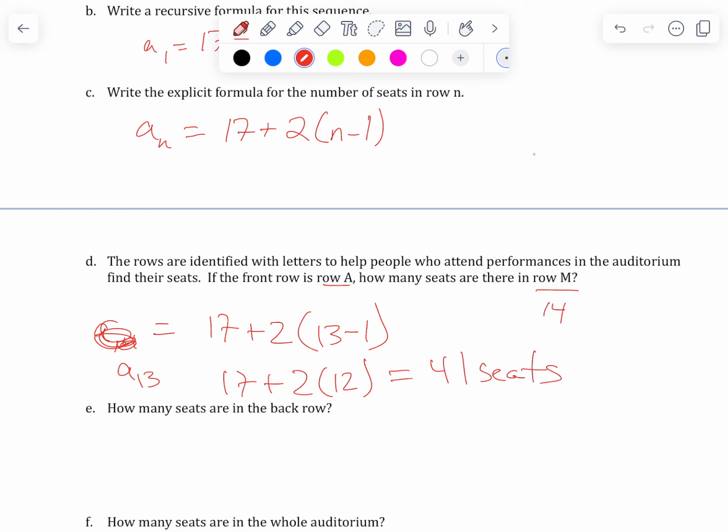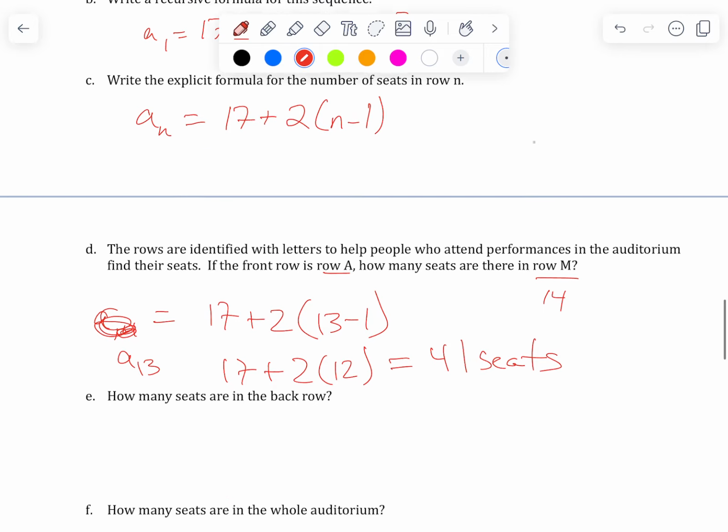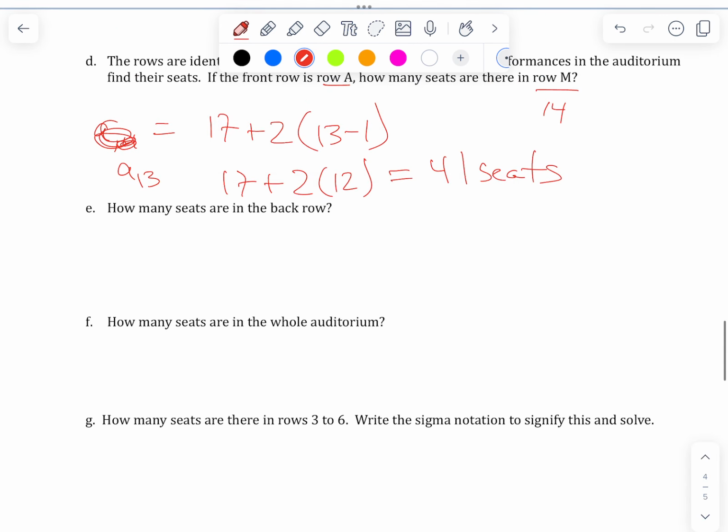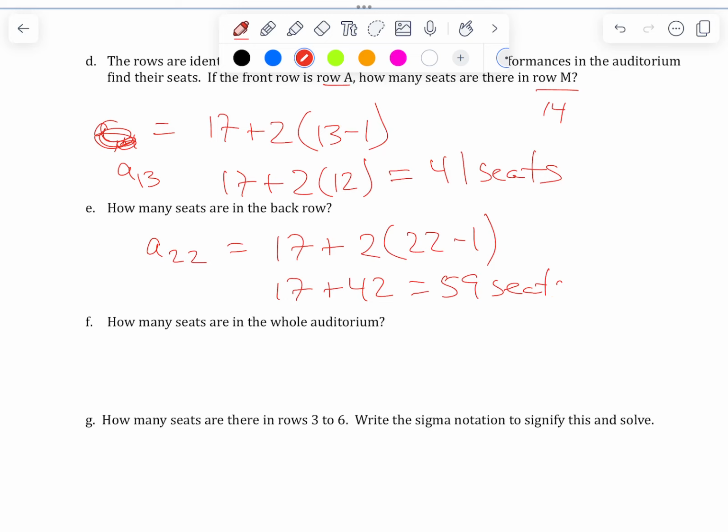How many seats are in the back row? Well, it says there was a total of 22 rows from up here. So the back row will be A22. So it'll be 17 plus 2 times 21, which is 42. So this should be 59 seats.